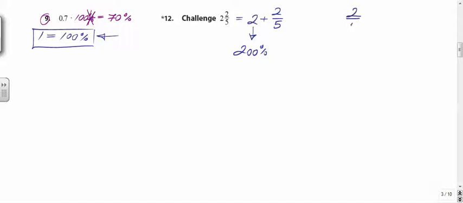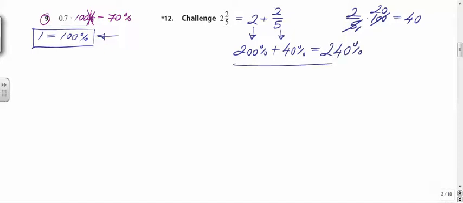Well, 2 over 5 multiplied by 100. This gives you what? Well, 5 and 100 are both divisible by 5. 5 goes in 5 once, right? 5 goes in 100 20 times. 2 times 20 will be 40. So you'll have that your 2 over 5 is actually 40%. And now you're done. Adding 200 to 40 gives you 240%.